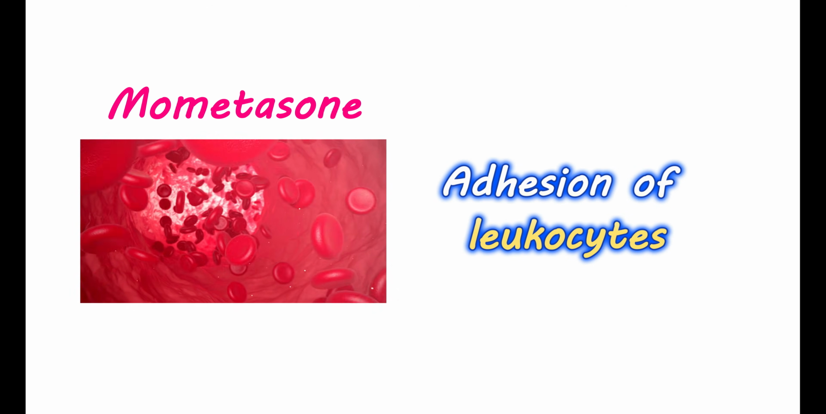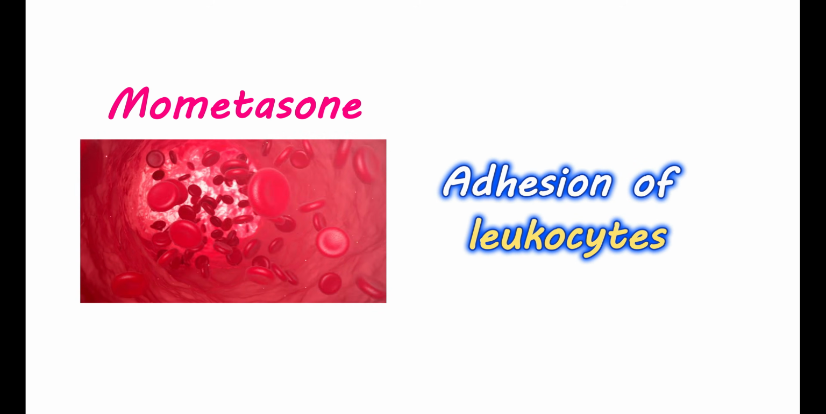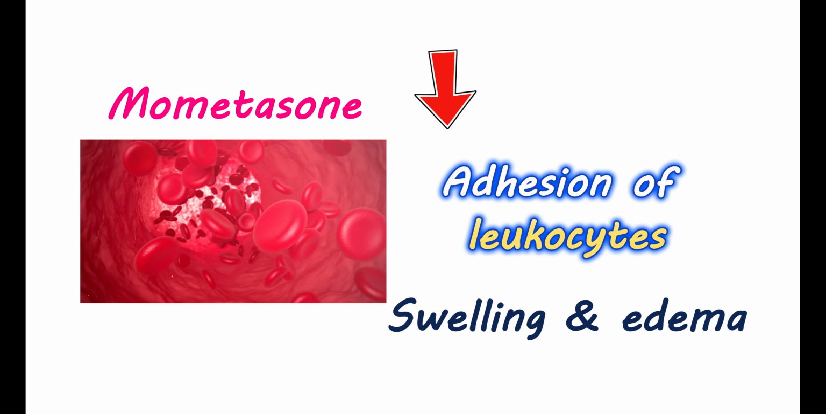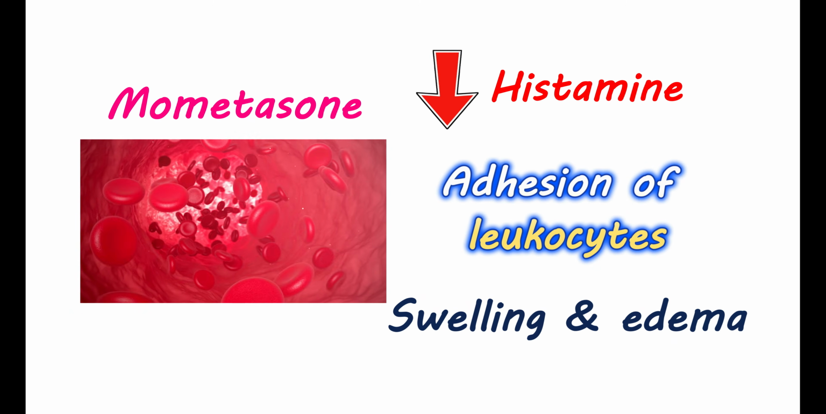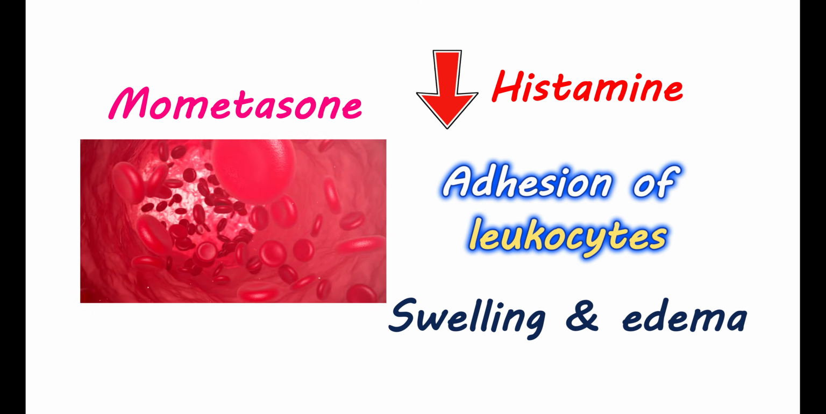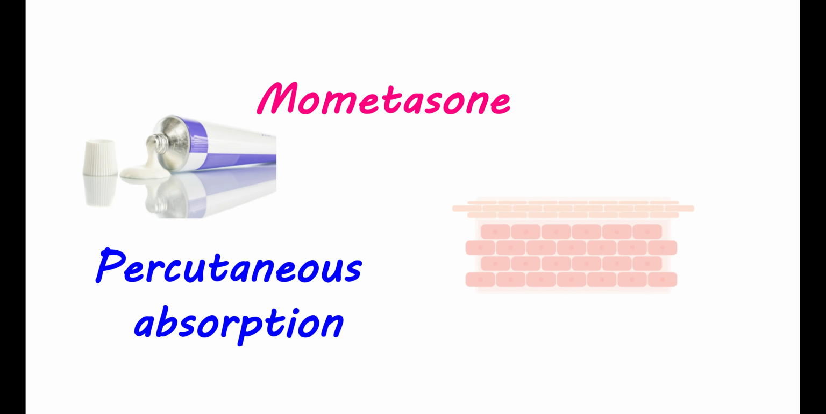It also reduces the capillary wall permeability that may decrease the chance of swelling and edema. Mometasone also reduces the histamine activity. All these collectively can produce anti-inflammatory activity that reduces skin inflammation. This cream is used for topical purposes, so it shows percutaneous absorption. However, the extent of absorption depends on the type of formulation you're going to use.